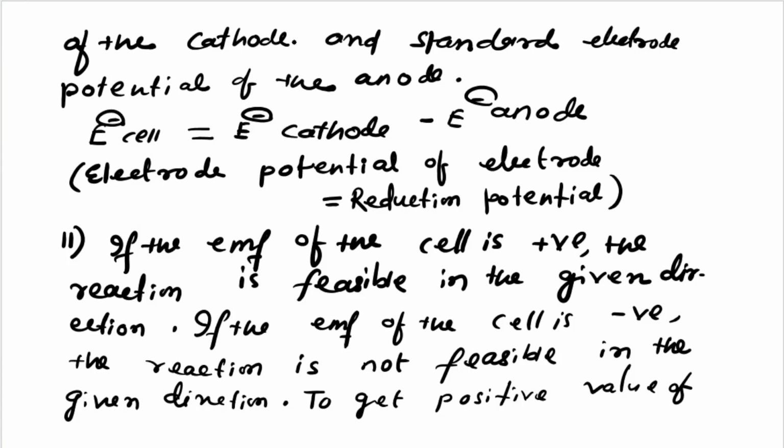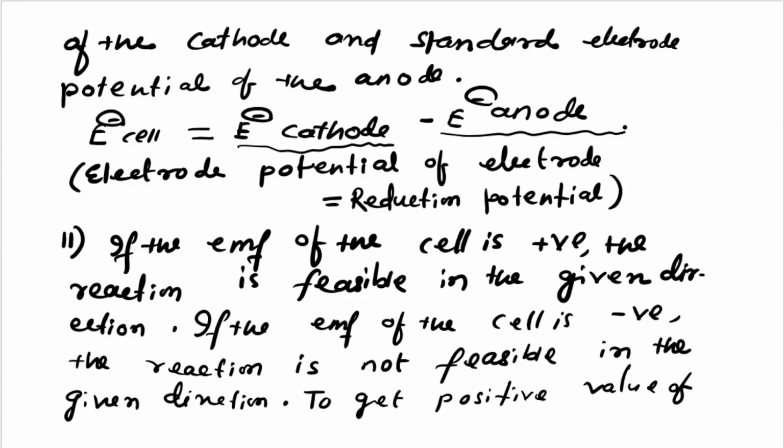Now you can say E0 cell is equal to E0 cathode minus E0 anode. Here, the electrode potential of an electrode is known only as reduction potential. If the EMF of the cell is positive, when you subtract E0 cathode minus E0 anode, it should be positive. Then the reaction is feasible. If it's positive, the reaction is feasible. The reaction is okay. The reaction can proceed.